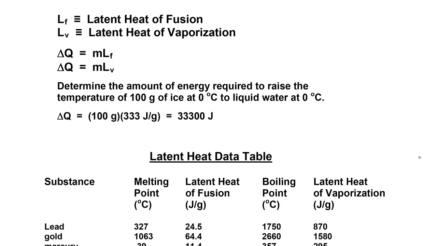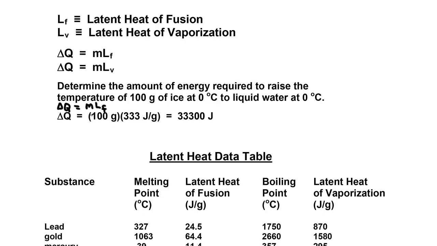Determine the amount of energy required to raise the temperature of 100 grams of ice at 0 degrees Celsius to liquid water at 0 degrees Celsius. So all we're doing is changing the state of matter for water. We're going from the solid state, ice, to the liquid state, water. So that will require us to use delta Q is equal to m L sub F. We're going to use the latent heat of fusion.